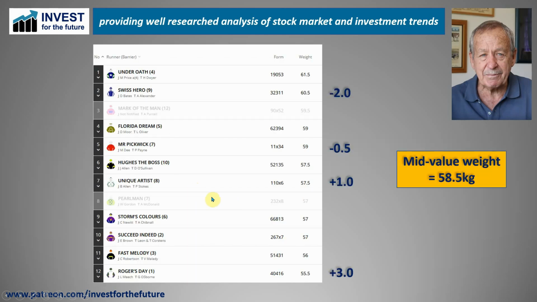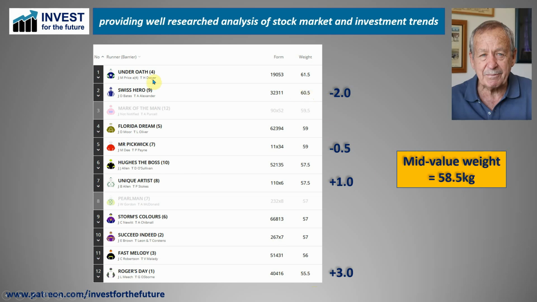Let's look at the weight situation. Here's a race that I'm going to be looking at today. I'm not betting on it, and it certainly doesn't meet the metrics for a bettable race, but it's just to describe how the strategy works. In this race, the maximum weight carried, by Under Oath, is 61.5 kilograms. The minimum weight, by Rogers Day, is 55.5. The mid value between that high and low weight is 58.5 kilograms. That's sort of like the benchmark, so to speak.